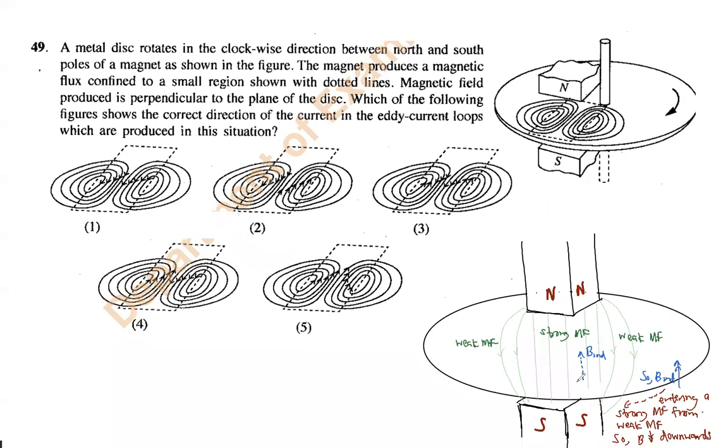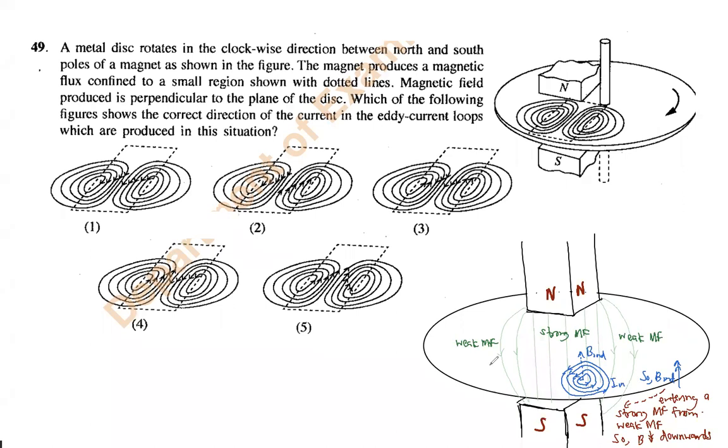Now, if you want the current in upward direction, what should be the direction of current for the magnetic field to be like that? According to the right hand rule, it should be counterclockwise. Then the induced current will be like this.